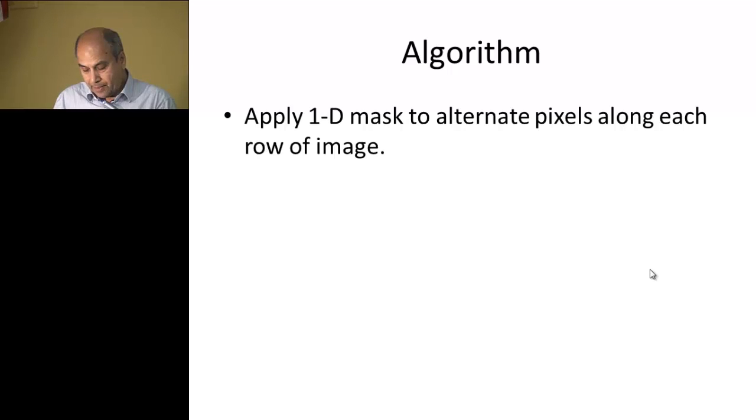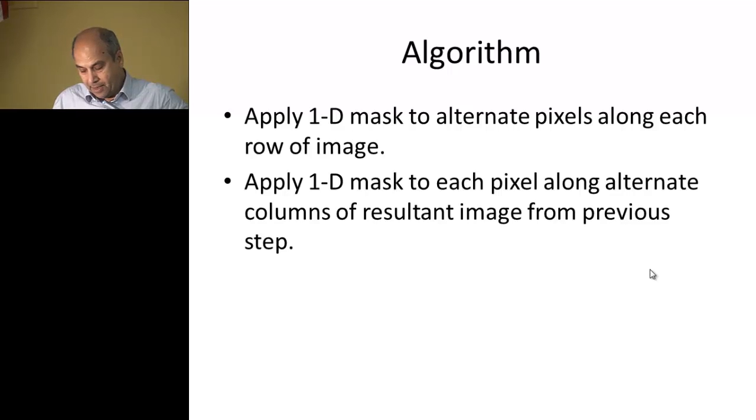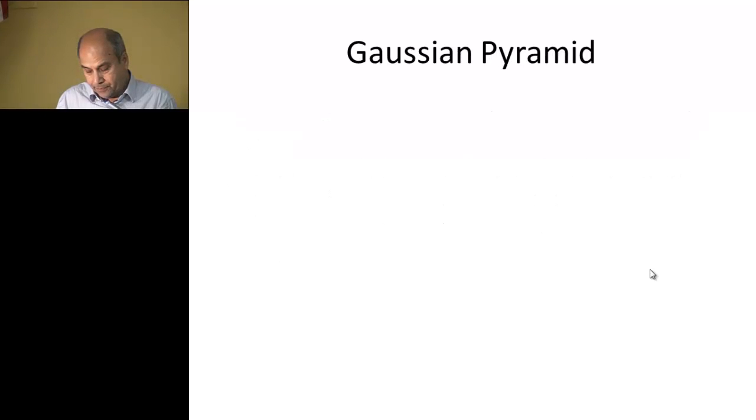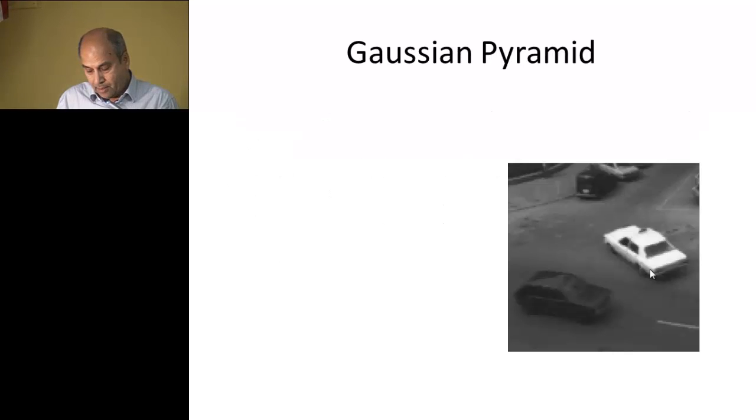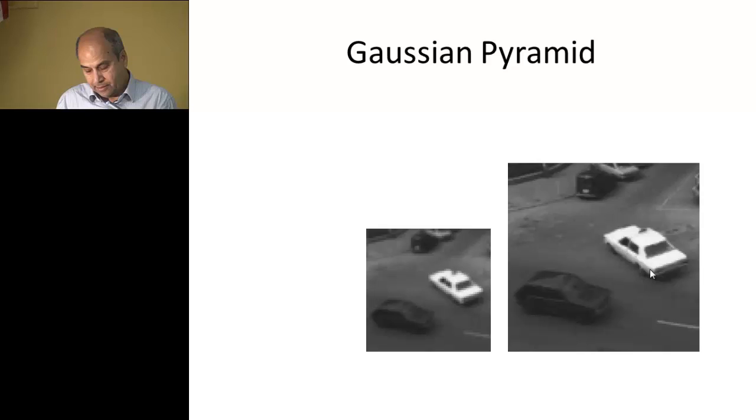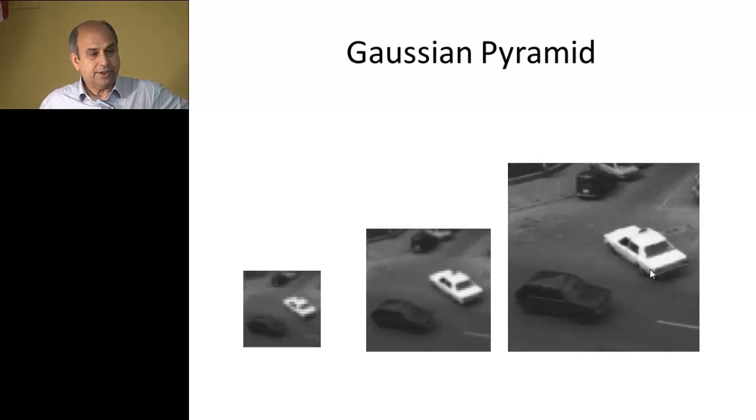So the algorithm is simple: we apply the 1D mask to alternate pixels along each row, and apply the 1D mask to each pixel along alternate columns of the resultant image, which is the 8 by 4 I showed you. Then this will be the example of a Gaussian pyramid. This is the lowest resolution level, the highest resolution, the next one, and the next one. If you put these on top of each other, it looks like a pyramid.